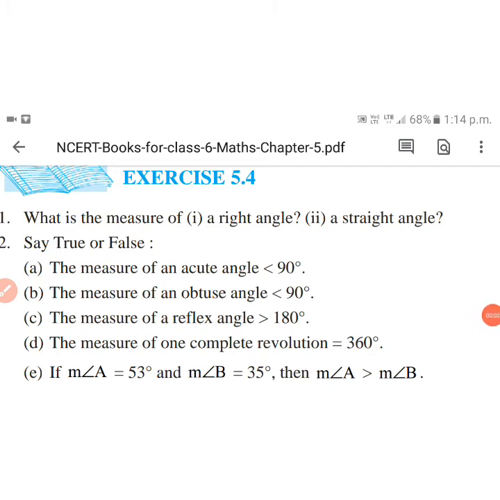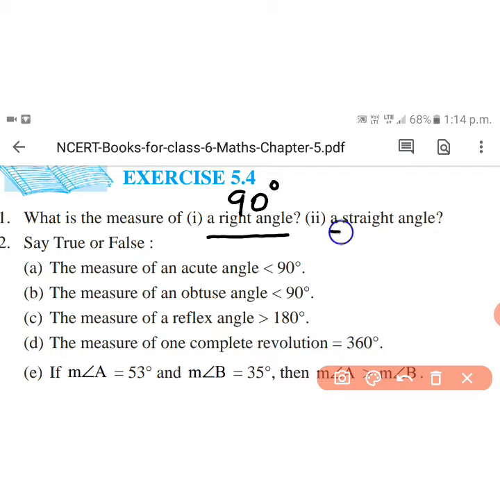Exercise 5.4. Question number 1. What is the measure of a right angle? The measure of right angle is 90 degree. What is the measure of a straight angle? The measure of straight angle is 180 degree. Question number 2. Say true or false. A part. The measure of an acute angle is less than 90 degree. So the statement is true.